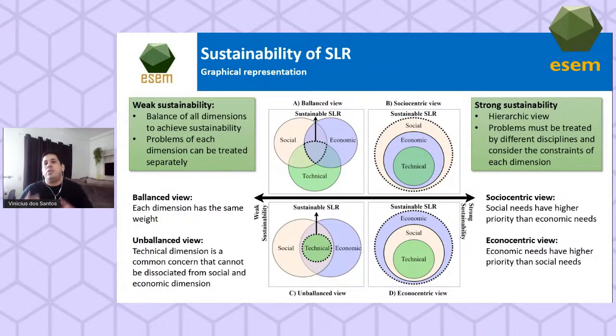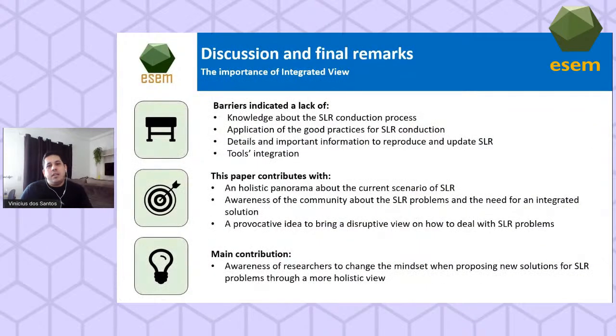If we put social constraints higher than other constraints, we can have accessibility for industry problems, or putting economic constraints first may lead to poor quality of SLR. Well, observing the results of our paper, we can conclude that there is a lack of knowledge about the SLR process and a lack of commitment to applying good practices, which leads to poorly documented SLRs that cannot be replicated or updated.